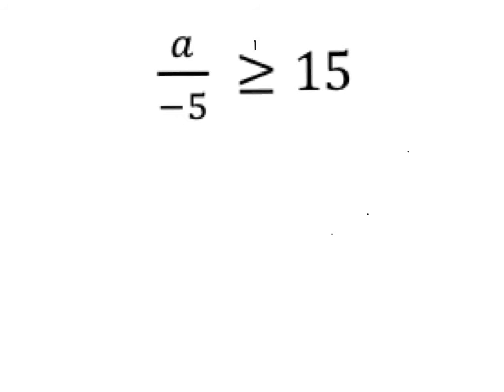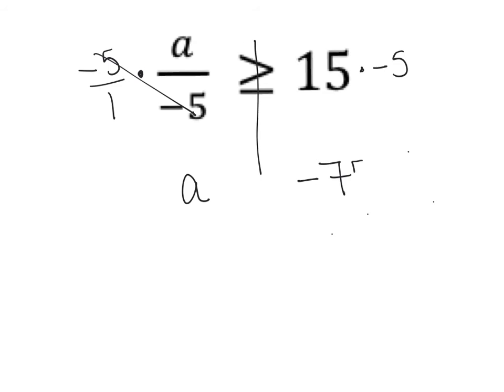So once again, let's start with making our balance. This says a divided by -5 is greater than or equal to 15. So we know if this is division, we're going to multiply by -5 on both sides. These are going to cancel out. We are going to be left with a, and then 15 times -5 is going to be -75. But we multiplied by a negative, so my sign is going to flip. Notice it flipped a lot when I multiplied by a -5, all the way to a -75.